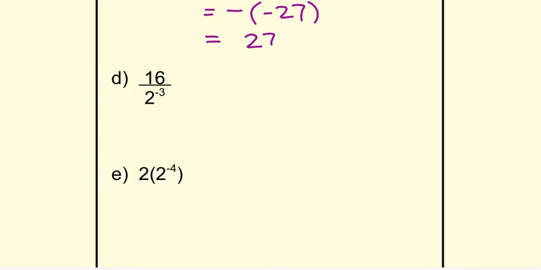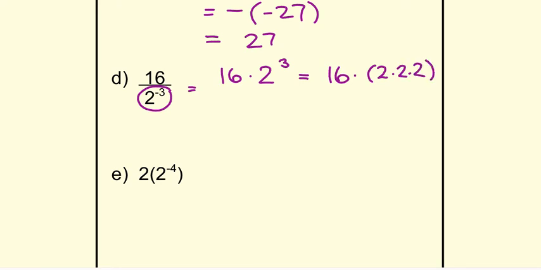All right, head down to example D. We have a 2 to the negative 3rd power, so I'm going to flip that up as a positive 3rd power. It flips it up to the numerator. And then I have 2 cubed is the same thing as 2 times 2 times 2, which is 8. Now we'll multiply 16 times 8, which is 128.